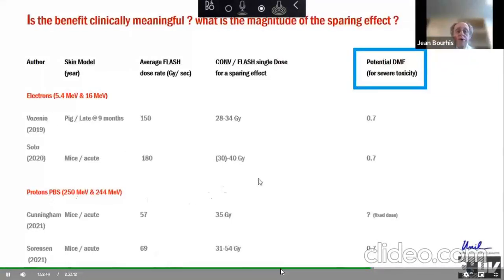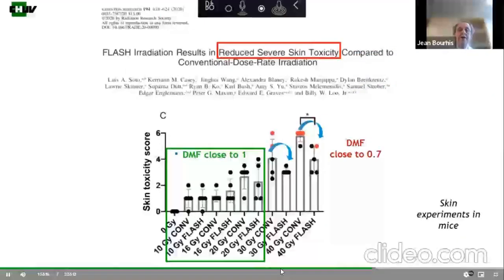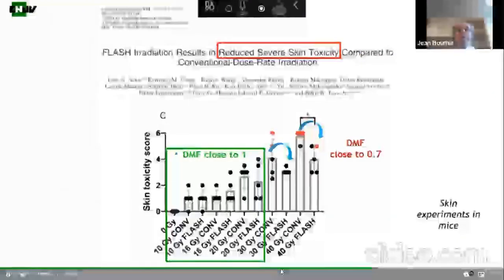You can see here from pig, mice, and mice, electrons and protons. And when we try to estimate for severe toxicity, what could be the dose modifying factor associated with a flash sparing effect? It's about 0.7. That means that you spare maybe 30% of your dose. But here, look, we have very high dose per fraction, single fraction. So the flash effect is seen in this range of dose for skin.